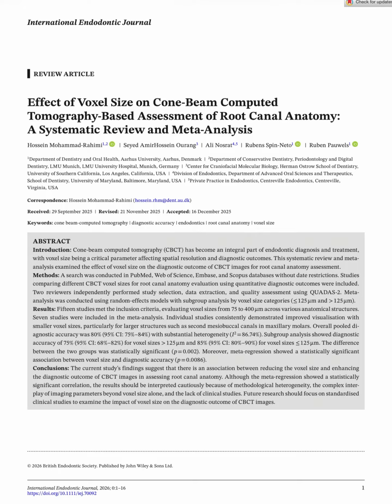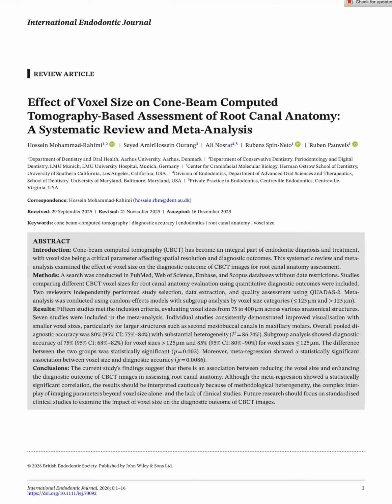Improvements with decreasing voxel size were modest and tended to plateau, suggesting a technical limit unrelated to voxel size alone. And for some complex configurations, such as Vertucci classification in mandibular molars, smaller voxel sizes did not consistently improve classification accuracy across devices. The overall pooled diagnostic accuracy, from 28 data points from 7 studies, was 80%, and substantial heterogeneity was 86.74%.